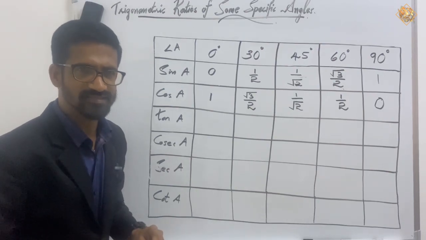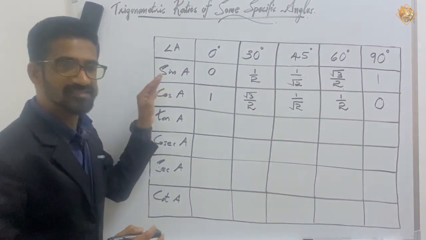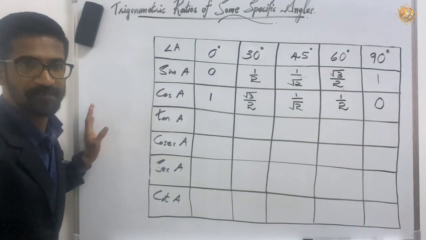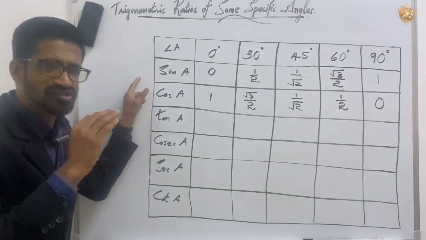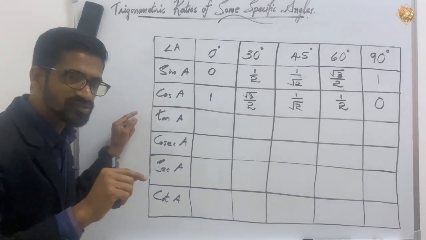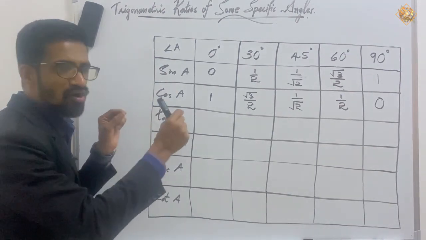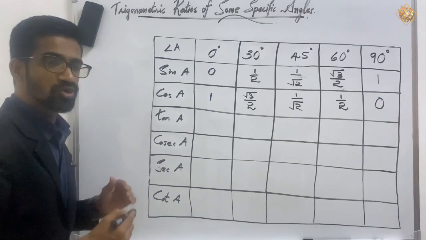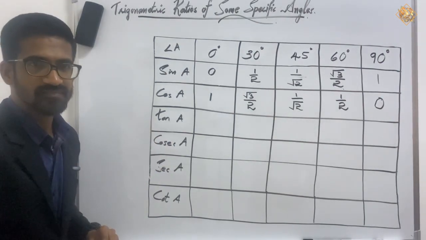Easy, isn't it, students? Now we have discussed the values of sine and cos A. Sine A we will just learn by heart. To get the values of cos A, we will write the values of sine A in the reverse order. Hope it is clear. Now we will go to tan A.